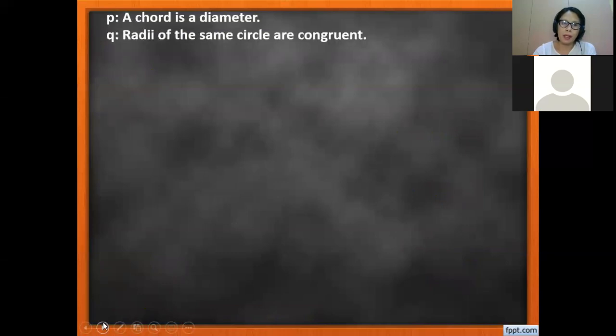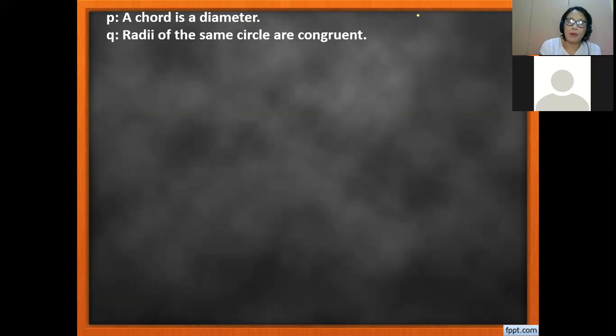Okay, let's have another set of examples. So we have P, a chord is a diameter, and then radii of the same circle are congruent. Anyone who can tell what's the truth value for statement P? A chord is a diameter. Now, a chord, the endpoints of a chord is located on the circle.